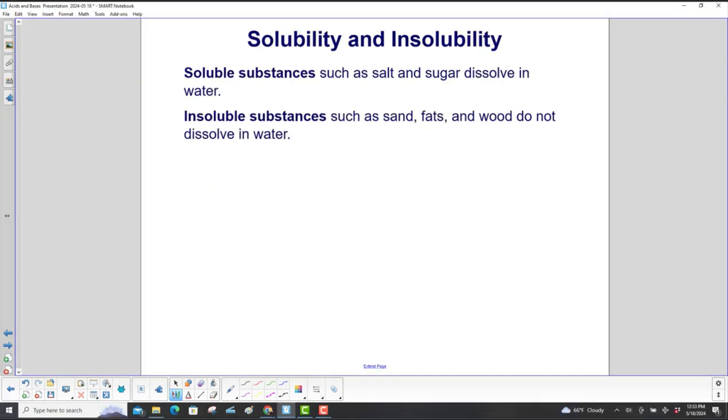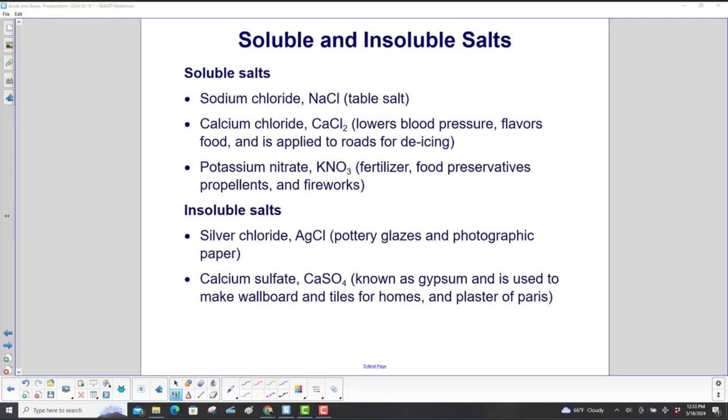Soluble substances such as salt and sugar dissolve in water. Insoluble substances such as sand, fats, and wood do not dissolve in water. Here are some examples. For soluble salts, we have sodium chloride, or table salt, calcium chloride, that lowers blood pressure, flavors food, and is applied to roads for de-icing.